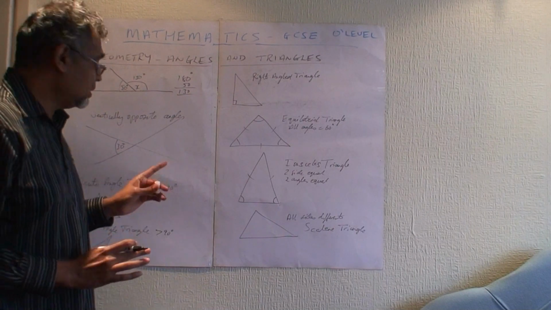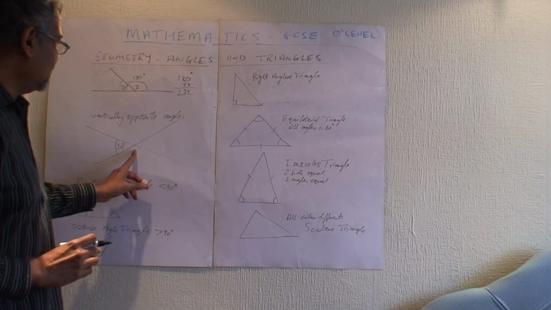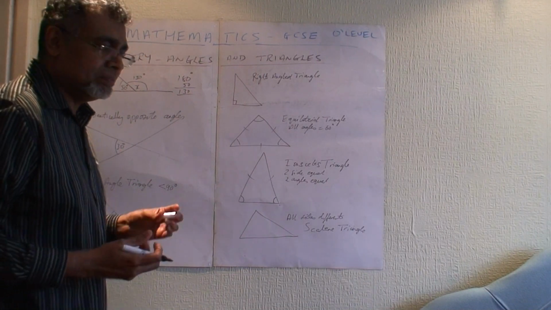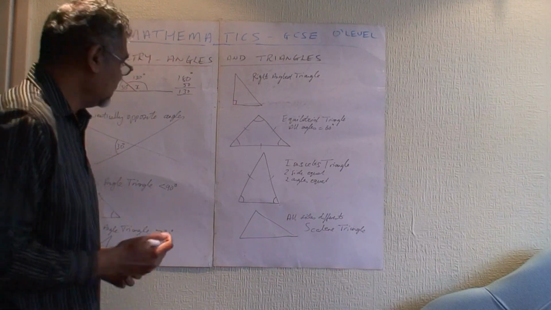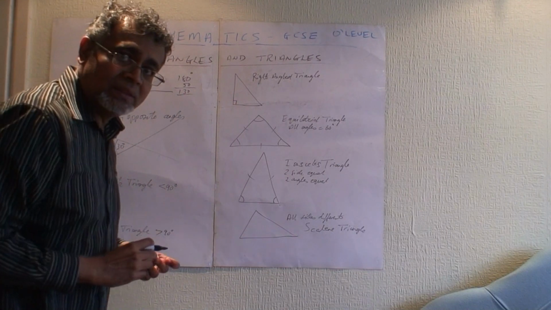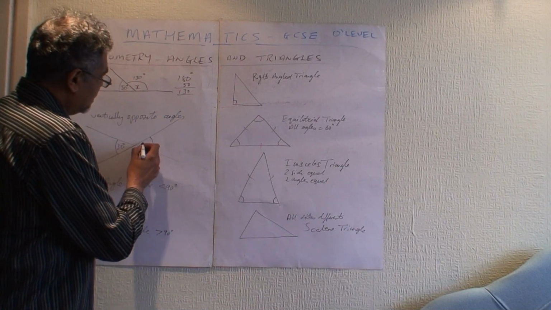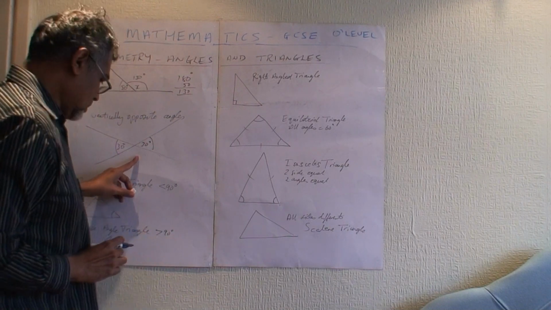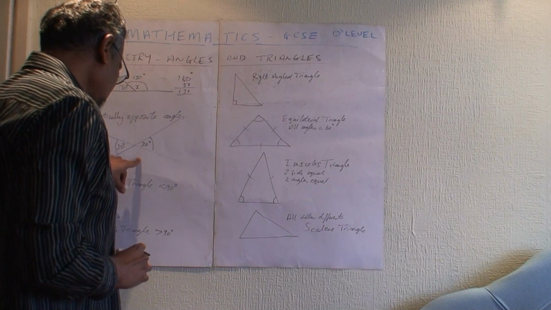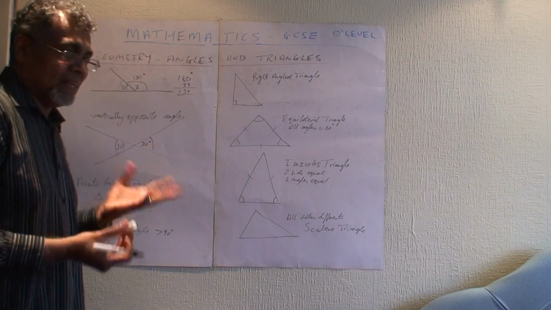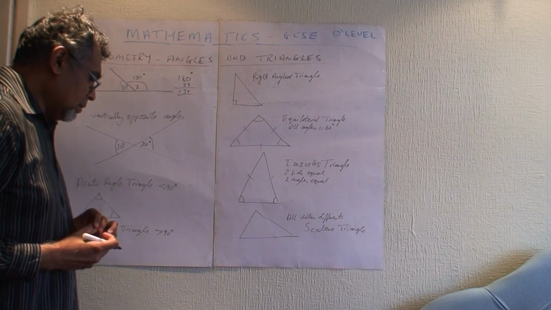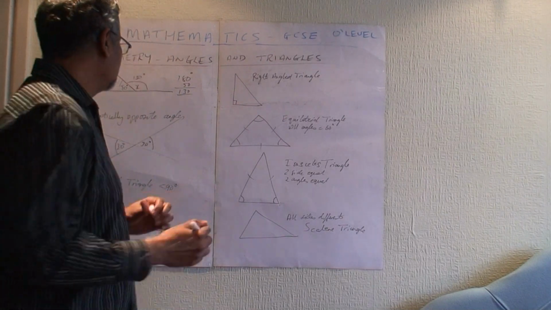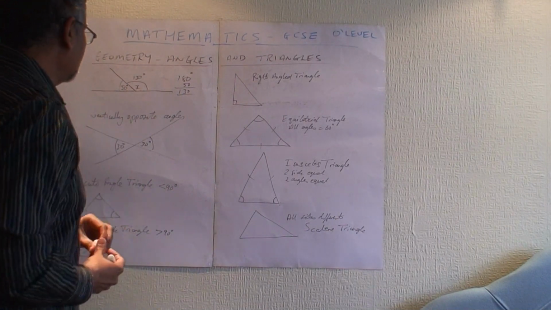Now here we have two lines that intersect each other at this point. If two straight lines intersect each other, the angles on the opposite sides are equal. So, if this angle here is 30 degrees, this one is also equal to 30 degrees. Because the angles are the same, vertically opposite angles are equal. So we know that for sure.